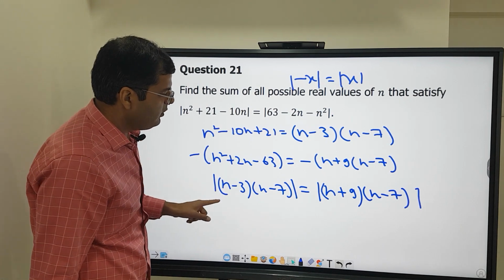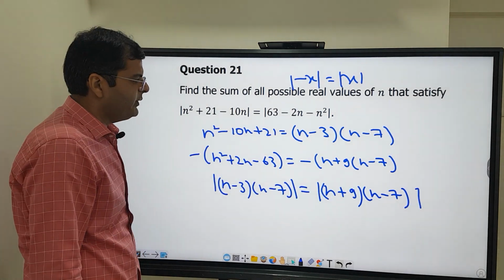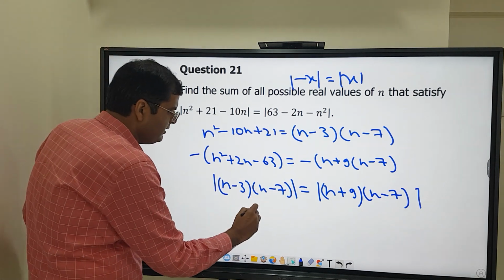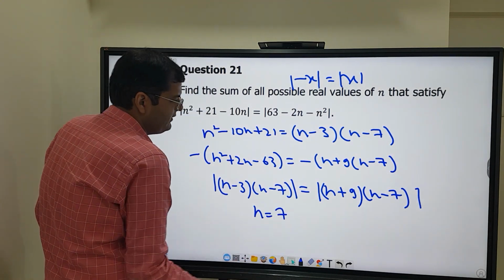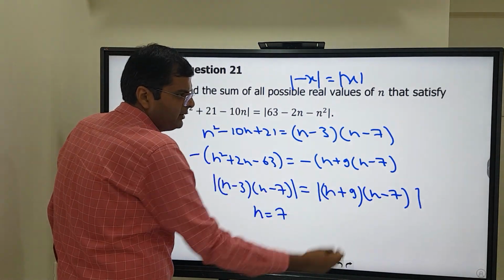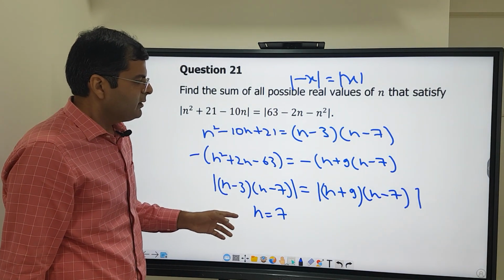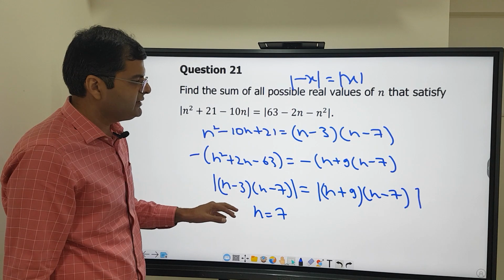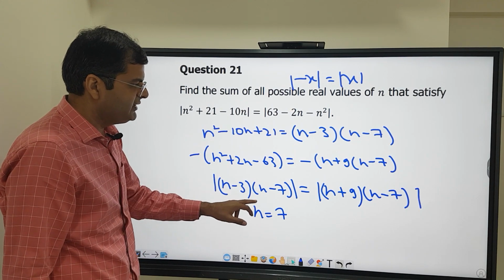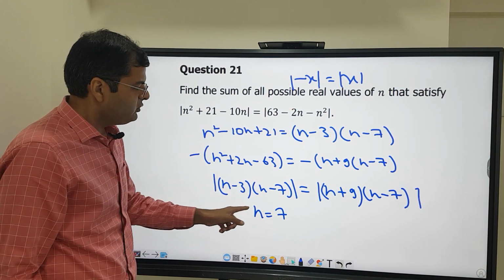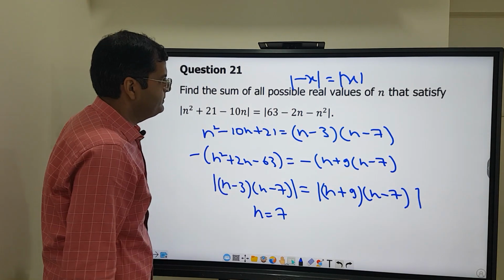If you look at these two expressions, n equal to 7 is definitely one of the solutions. You can only cancel n minus 7 on both sides when n minus 7 is not 0, but when n minus 7 is 0, that is a solution here. So n is equal to 7 is one of the solutions.